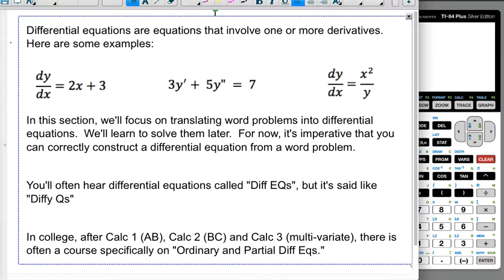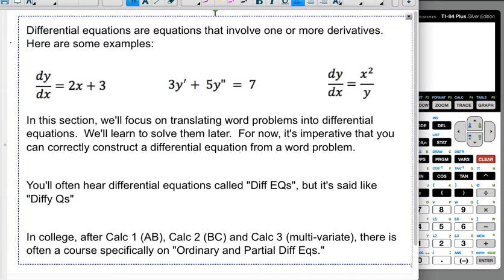So here are some examples. dy/dx = 2x + 3. 3y' + 5y'' = 7. dy/dx = x²/y. So that's just a few examples. It doesn't have to be y and x. It could be dy/dt, etc.